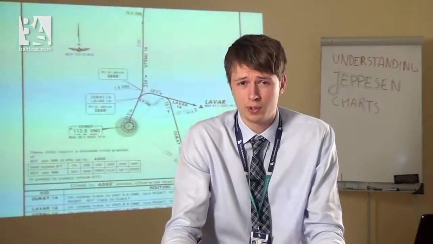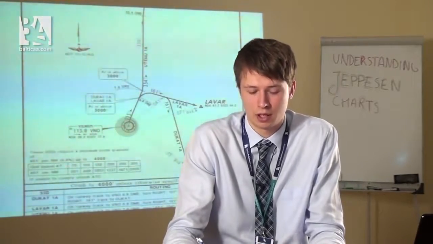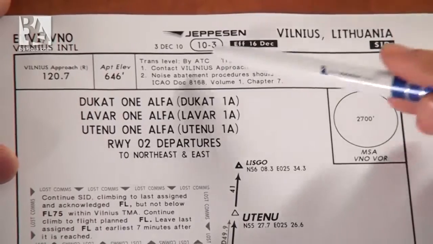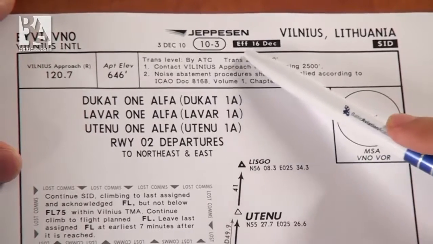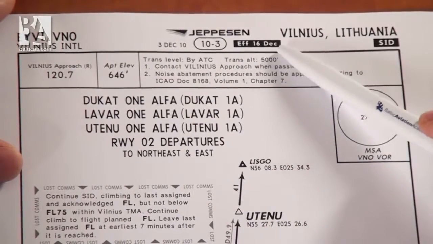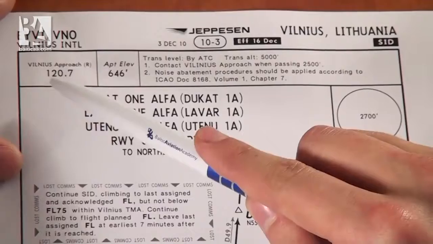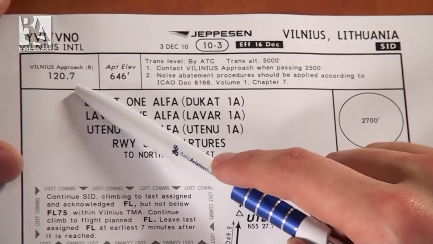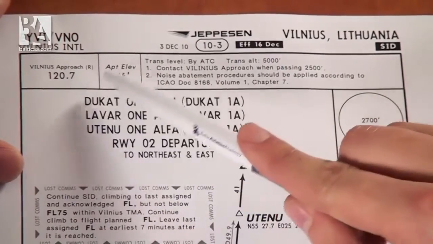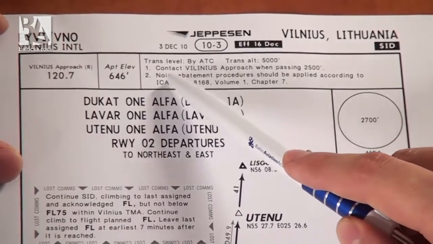Now, after having checked the general information charts for the airport on the ground, let's go to something a little bit more difficult, which is the standard instrument departure chart. So here we have 10-3, which was published on 2010 December the 3rd and effective from December the 16th for Vilnius, Lithuania. Below the upper part we have again a frequency, Vilnius approach 120.7. We would contact them right after departure. We have again the airport elevation, 646 feet above the mean sea level, and some additional information.